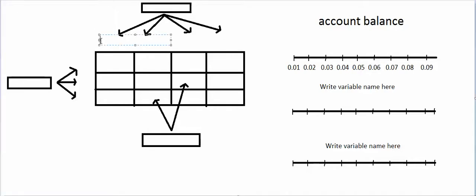So each one will be the variable name, and then the type of variable. And you'll do that 4 times, one for each column.